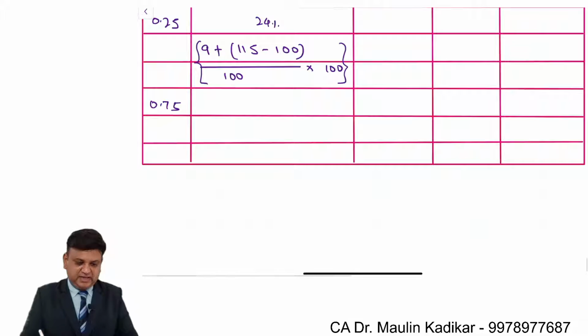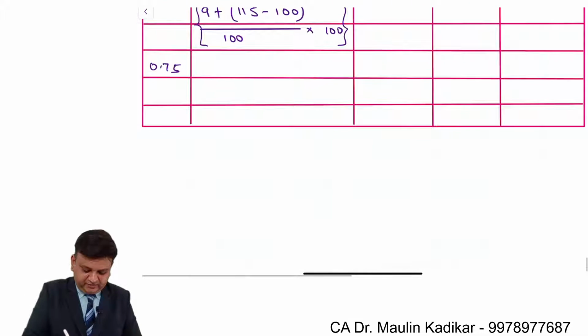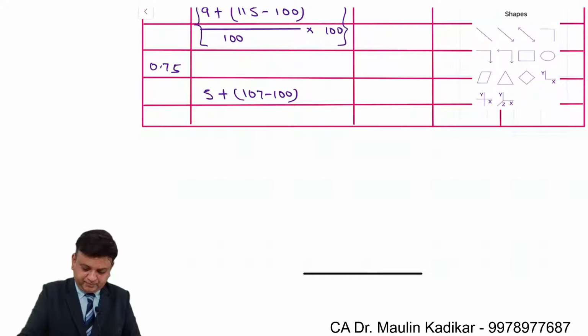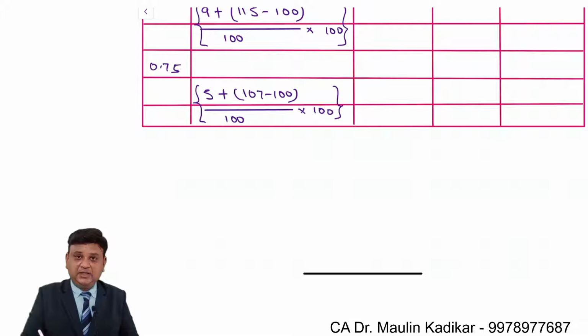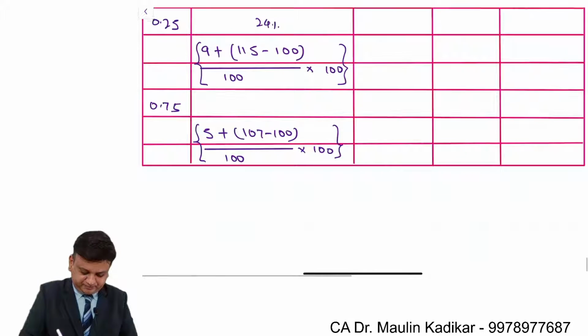75% chances that the dividend income is rupees 5 plus market price is 107 minus 100 divided by 100 into 100 in order to get answer in percentage term, that comes to 12%.